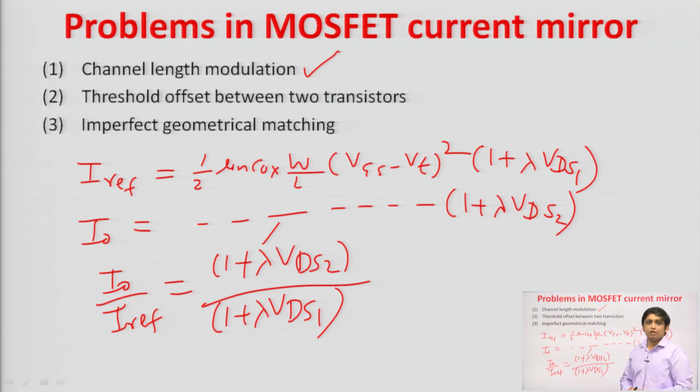So, what is happening here? See, practically this channel length modulation effect will be there, means lambda will be there. It means that the drain to source voltage of Q1 and Q2 should also be same. If it is not same, then there will be the variation in the output current. It will not be the same as input current, fine.